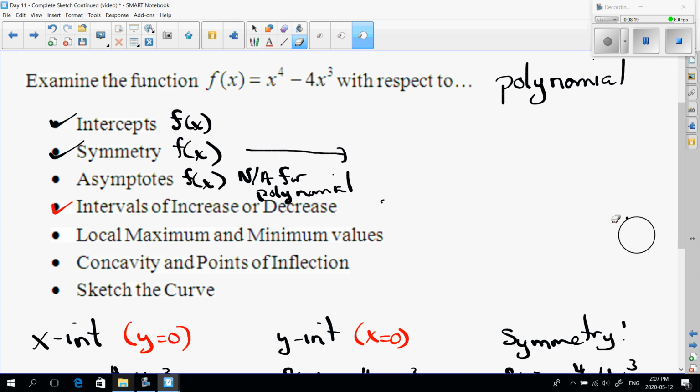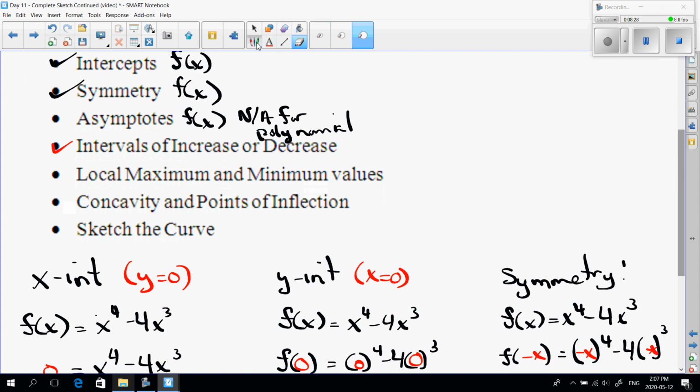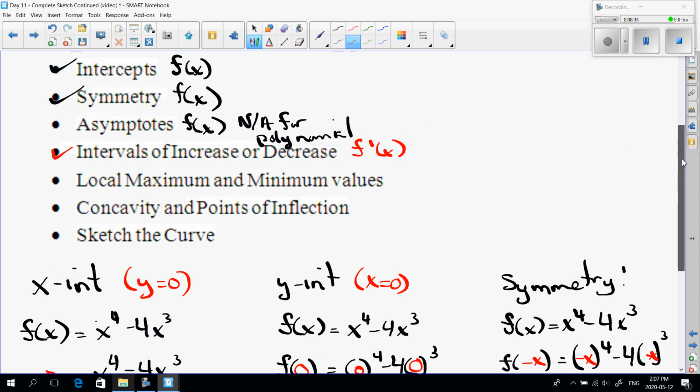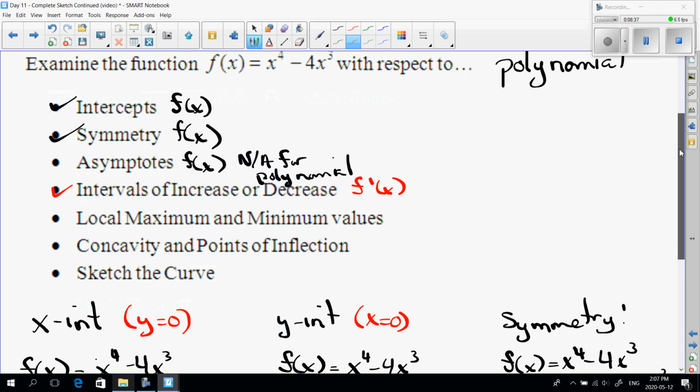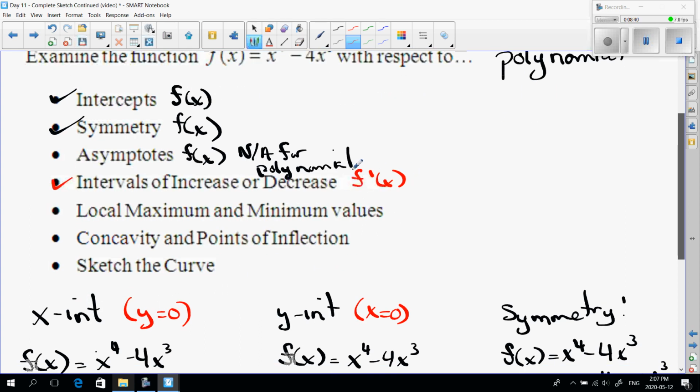Okay, let us look at the intervals of increase and decrease. Now, in order to do this, we need to work with f prime x, the derivative. So when I said in the beginning we're going to use calculus to sketch this polynomial function, this is where the calculus part comes in. I'm going to use the derivative in order to find my intervals of increase or decrease.